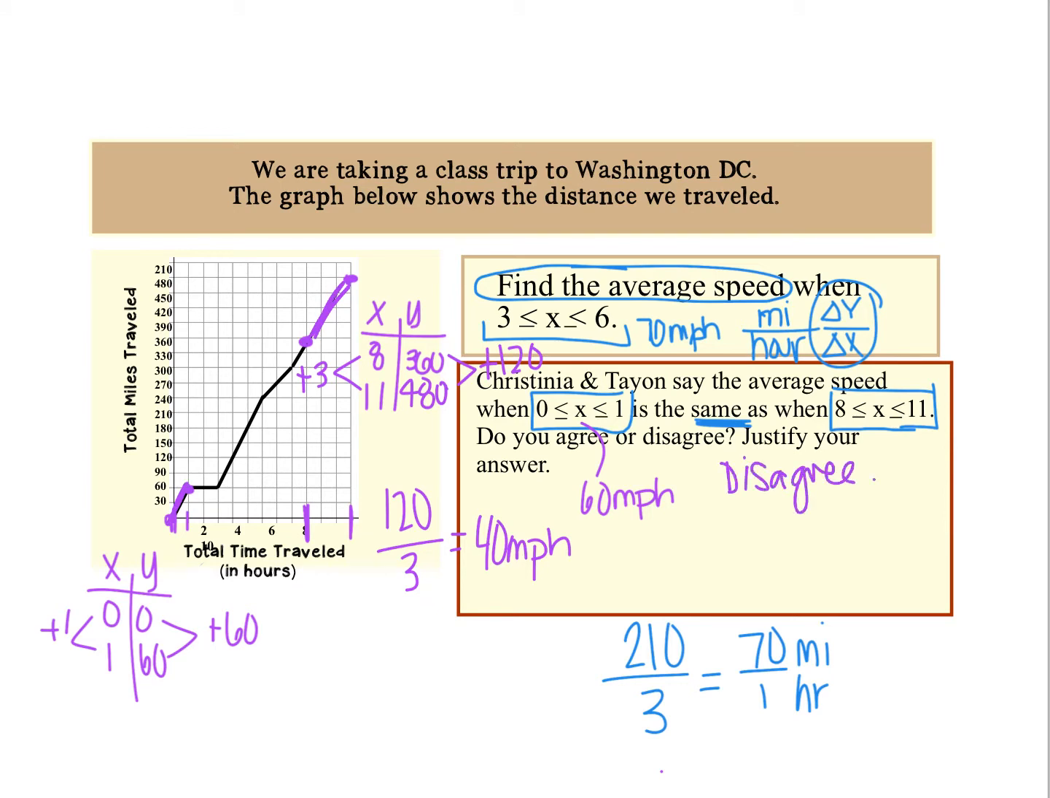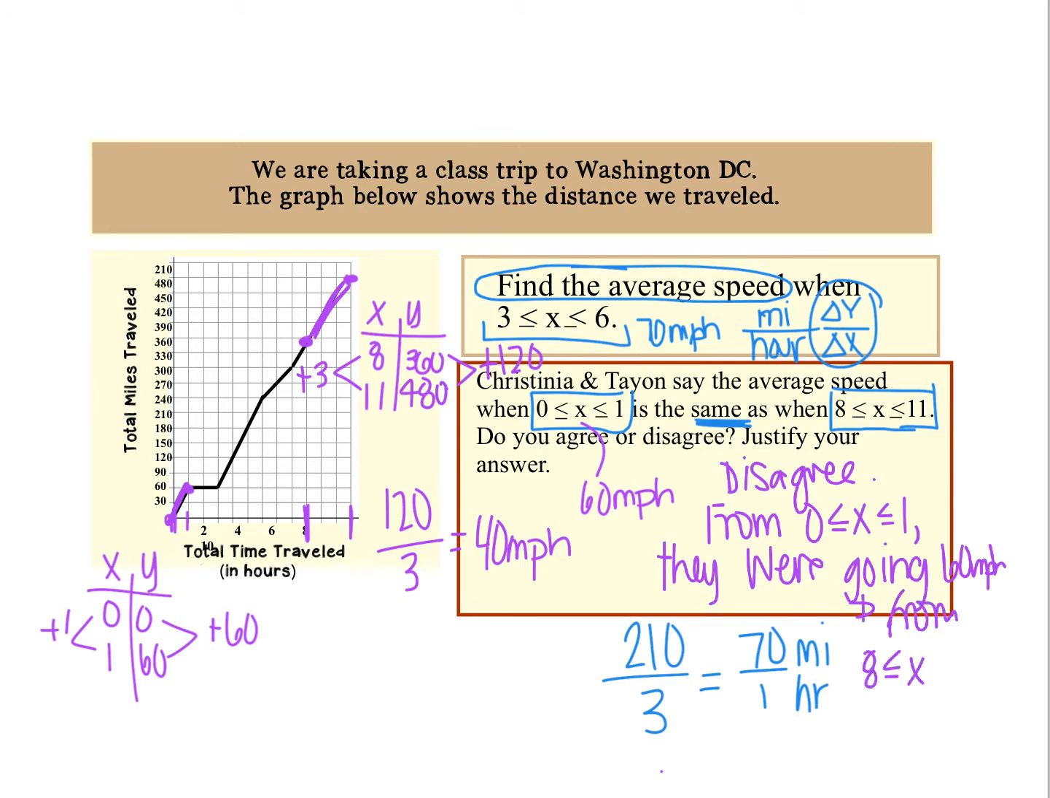And I'm going to say that from 0 to 1, they were going 60 miles per hour. And from 8 hours to 11 hours, they went 40 miles per hour.